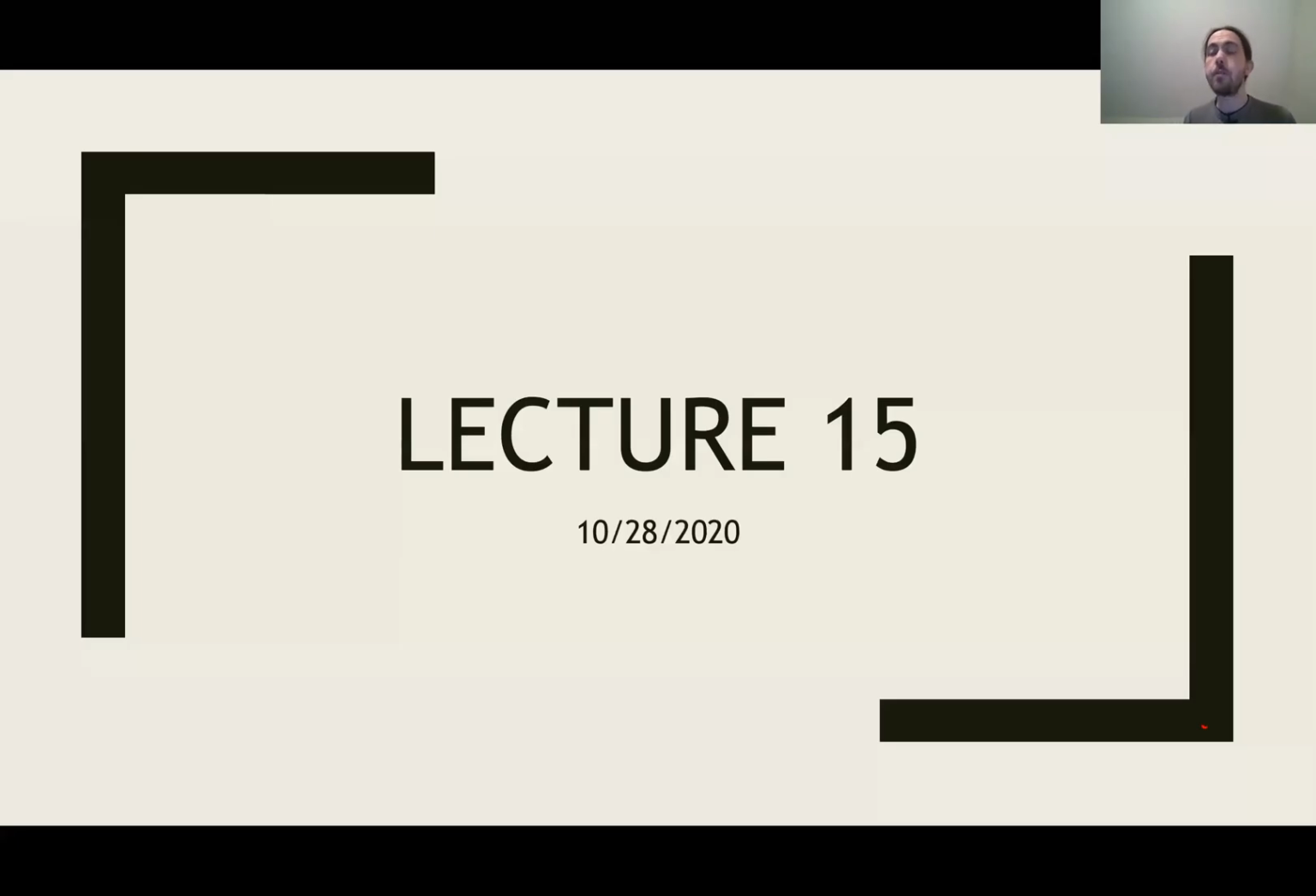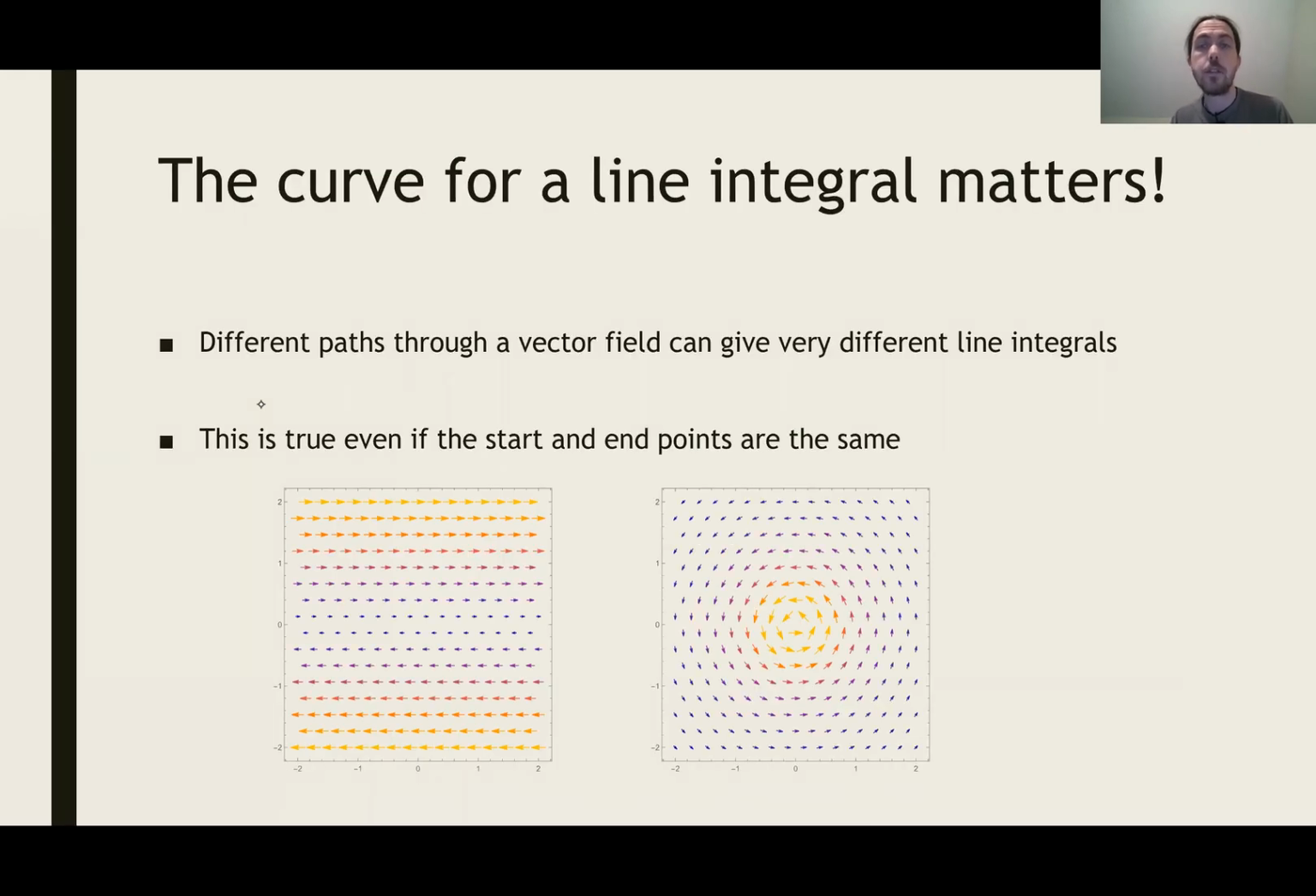Today we're going to continue talking about line integrals, and in particular we're talking about the analog of the fundamental theorem of calculus. So the first thing to point out is that when we're doing line integrals, the actual curve we integrate along makes a big difference. So if we've got two different paths that go through the same vector field, even if they start and end at the same position, they might give very, very different total values.